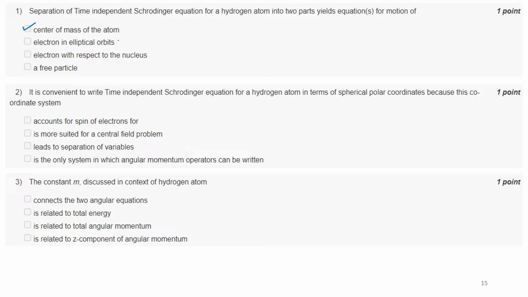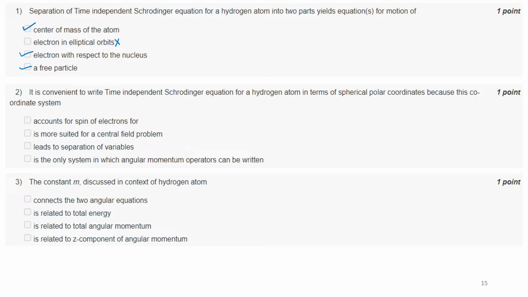Electron in the elliptical orbits, that's not true. Electron with respect to the nucleus, that is the relative motion of the electron, that is correct. And a free particle, that is also correct, because your center of mass for the atom as a whole will be a free particle, because in space it is not facing any external potential, which is equivalent to a free particle, and the energy will not be quantized, it will be a continuum, and it will give you the energy equivalent to the translational motion of that atom.